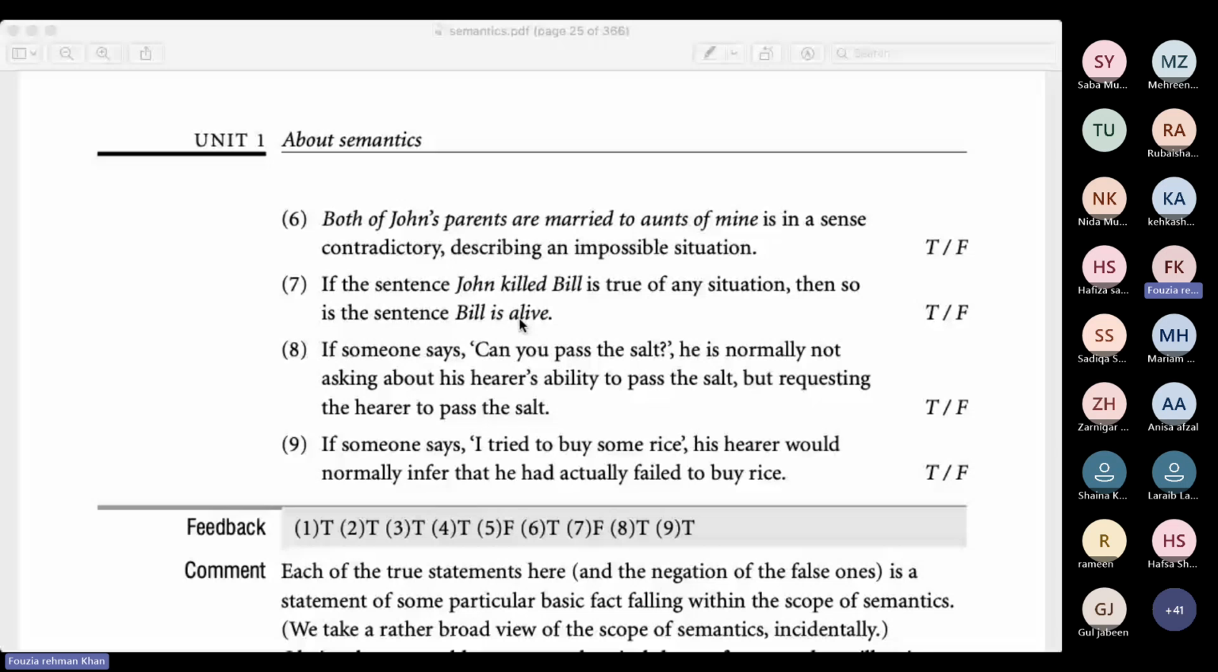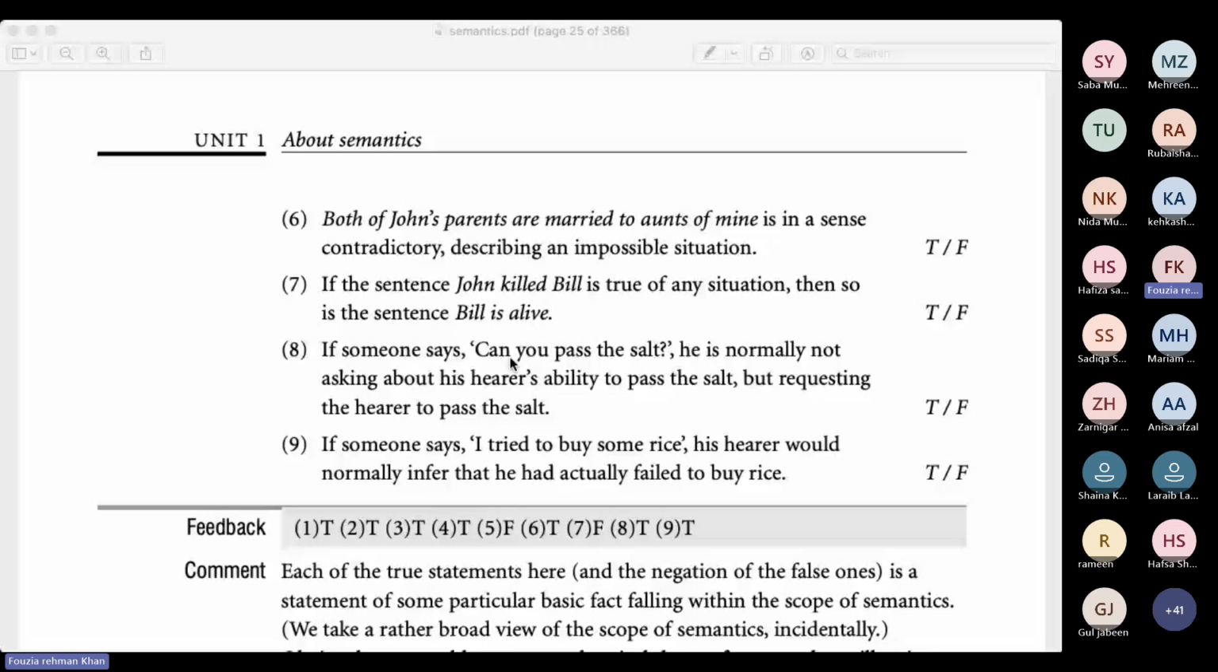If someone says, can you pass the salt? He is normally not asking about his hearer's ability to pass the salt, but requesting the hearer to pass the salt. See, can refers to someone's ability, right? If you ask me, can I leave the class? Of course you can, because you have your feet and you can walk. So you are able to leave.